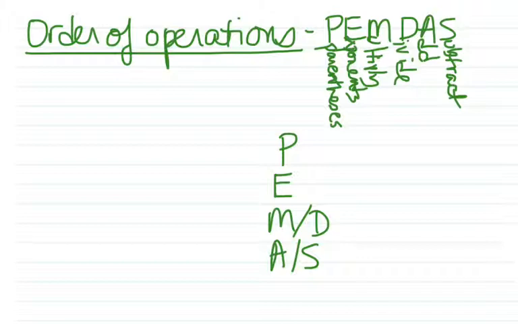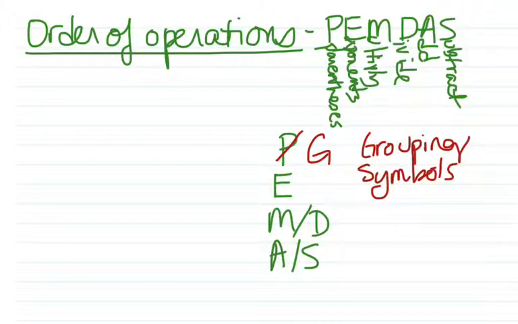When I write it like this with multiplication and division next to each other, it's to remind you that they're at the same level. You do whichever's on the left. Same with addition and subtraction. Do whatever comes first. But I don't use P. I use G. And the reason I use G is for grouping symbols. Grouping symbols encompasses a little bit more, right?